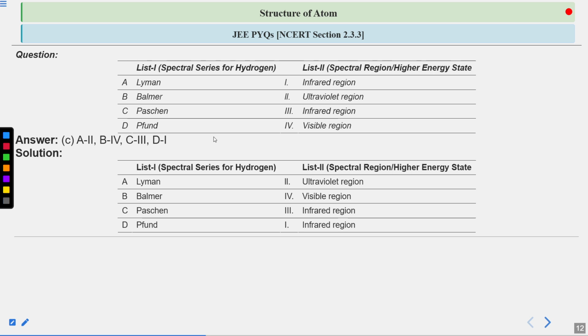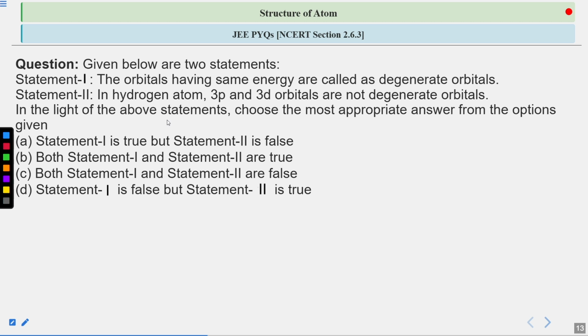Okay, let's move on to our next question. This is a JEE PYQ covering the NCERT section 2.6.3. The question is saying that given below are two statements. Statement 1 is the orbitals having the same energy are called degenerate orbitals. Statement 2 is in the hydrogen atom, 3p and 3d orbitals are not degenerate orbitals.